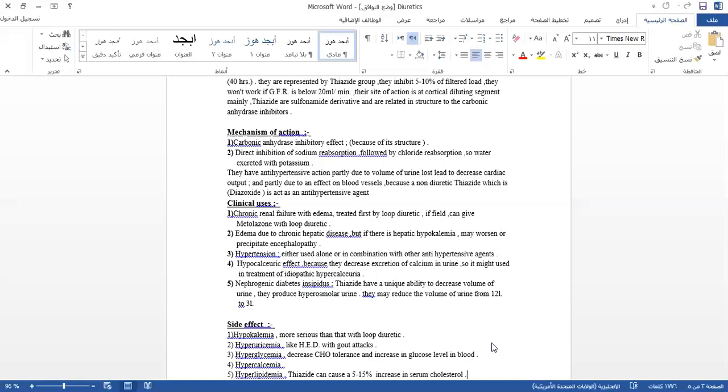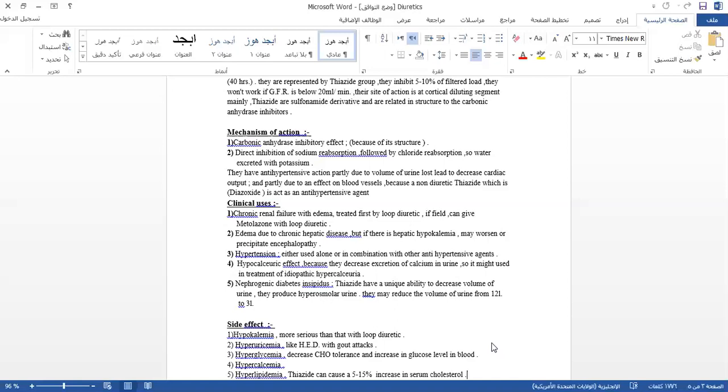So these are the clinical uses of the moderate efficacy diuretics, the thiazide group, as we see: edema of chronic renal failure, treated firstly by a loop diuretic, and if it fails to control it, metolazone, which is a drug related to the thiazides, is added.